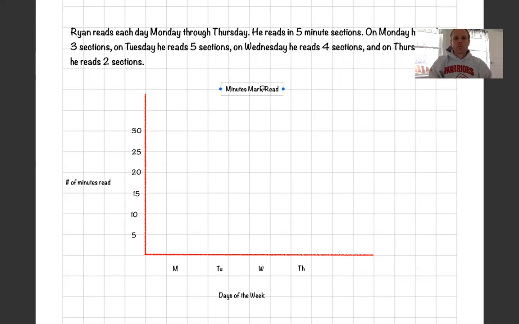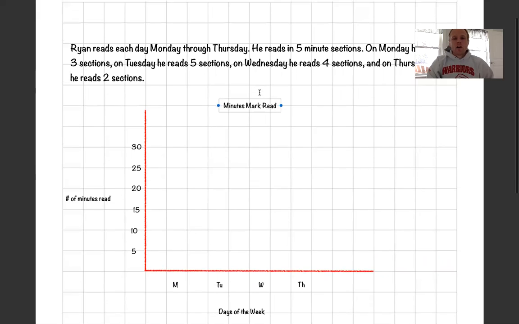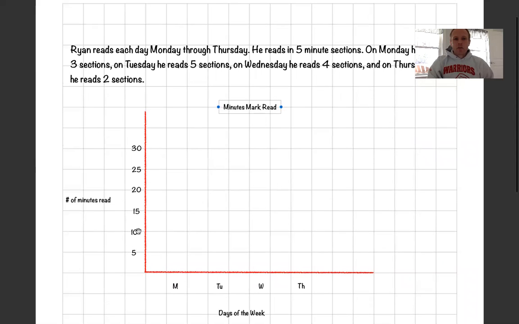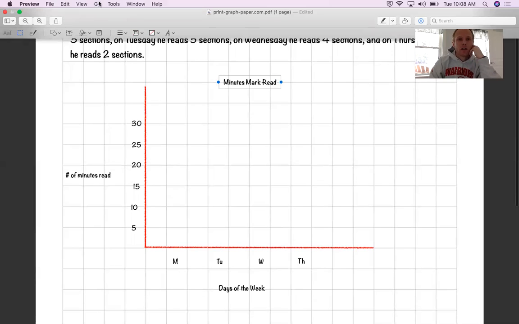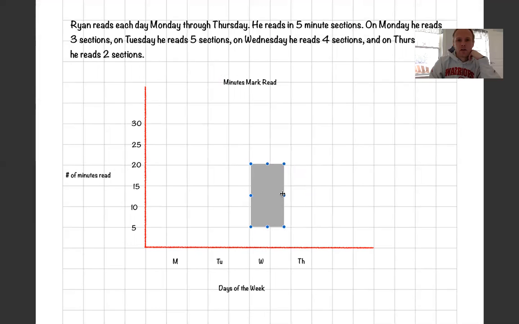Okay. So I labeled these with numbers greater than 1 because I didn't need to go 1, 2, 3, 4, 5, 6, 7, all the way up to like 30. That would make my graph really tall, really big, and it would be harder to read than it needed to be. So I can count in units of 5 in this case. And then I can say on Monday, he reads 3 sections. So I can go and get my tool and say, he reads 3 5-minute sections.